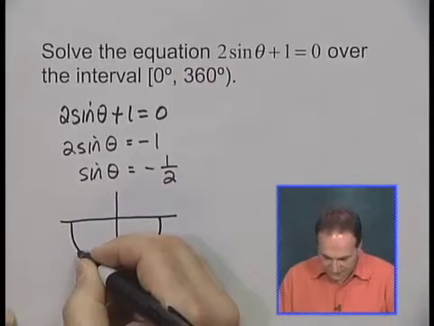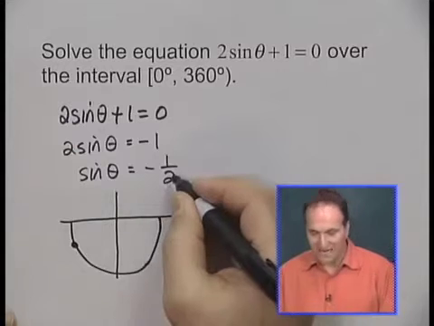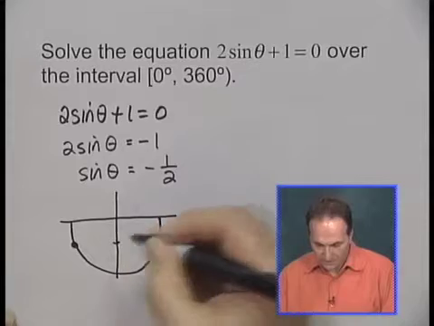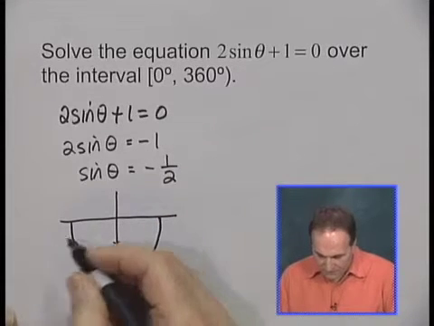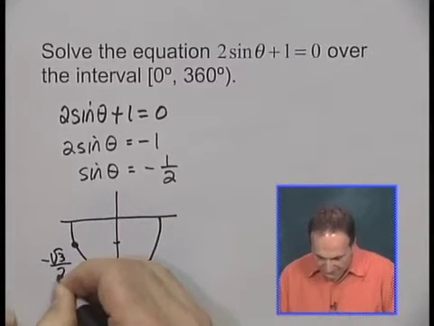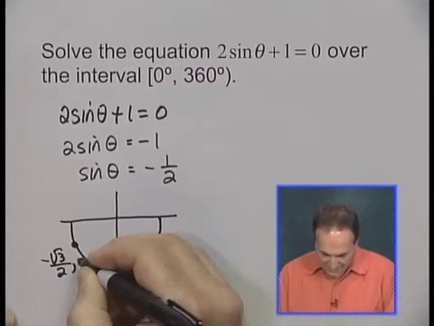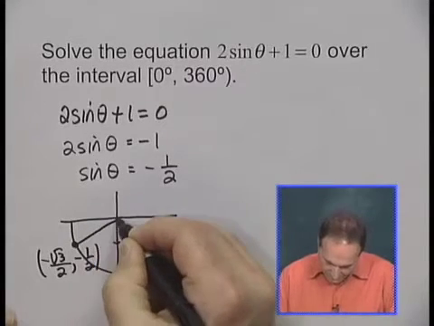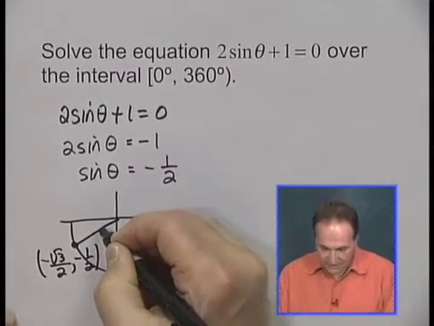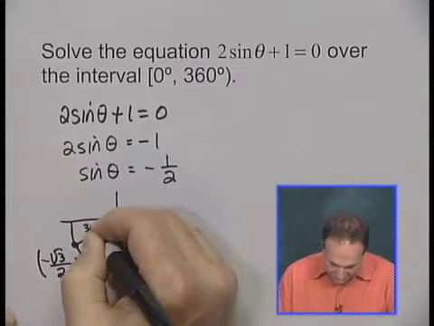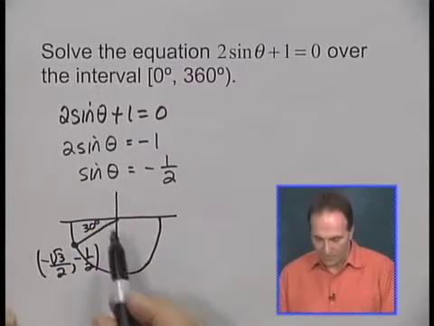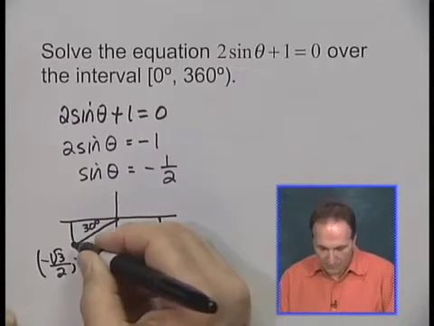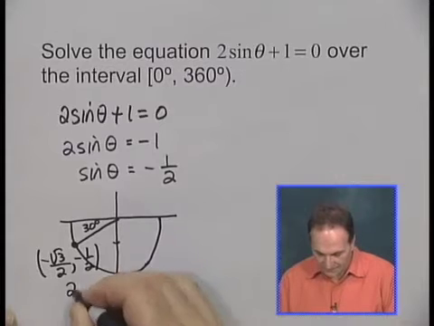In terms of the unit circle, we have points where the sine is -1/2, which of course is the y value. The point would be negative square root of 3 divided by 2, comma, -1/2. And that line would then give us a reference angle of 30 degrees. So from 180 degrees plus 30 degrees, that would be 210 degrees.